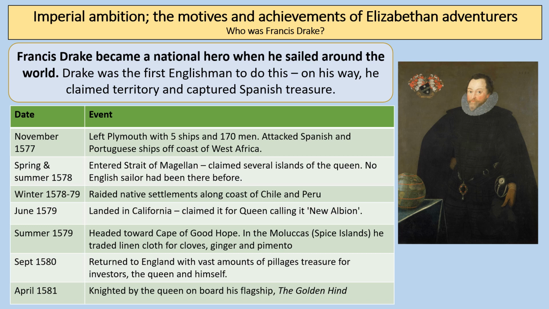In the Moluccas, the Spice Islands, he traded linen cloth for cloves, ginger and pimento. And then in September 1580 he returned to England with vast amounts of pillaged treasures for investors, the Queen and himself. He was knighted by the Queen on board his flagship, the Golden Hind.